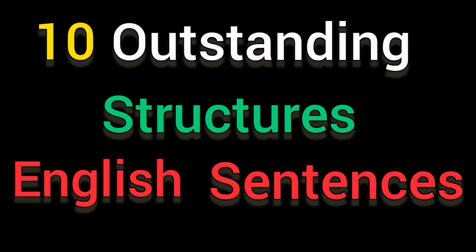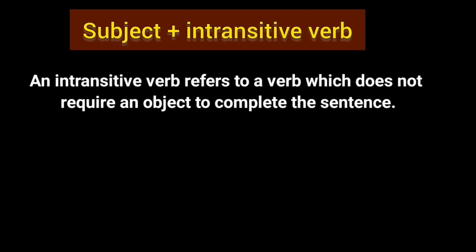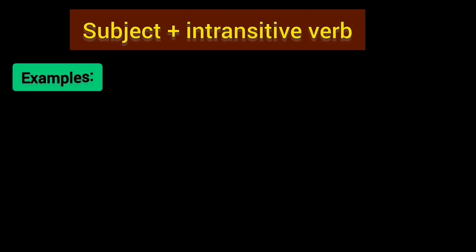Let's learn the first structure. That is, subject plus intransitive verb. This is the simplest structure of the English language, where you use first the subject and after the subject directly an intransitive verb. As you know, an intransitive verb refers to a verb which does not require an object to complete the sentence. Let me give you some examples, then you will understand it.